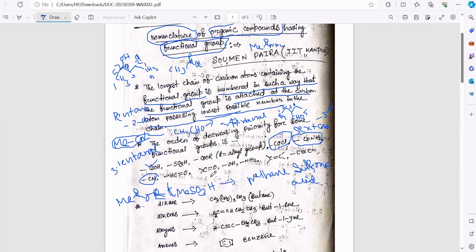Okay. Now we'll go to the CO group. So what is the CO group? If any molecule contains it, I'll give an example.